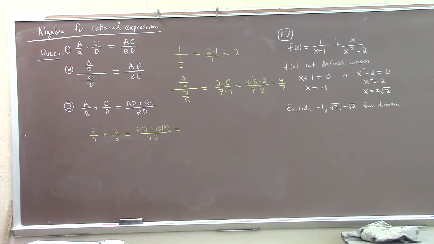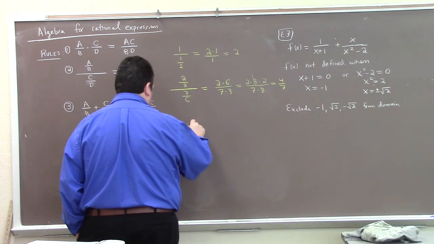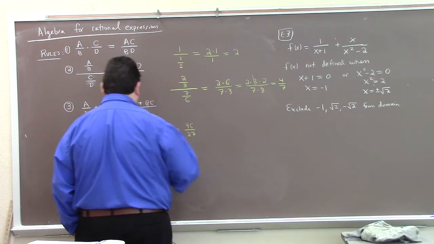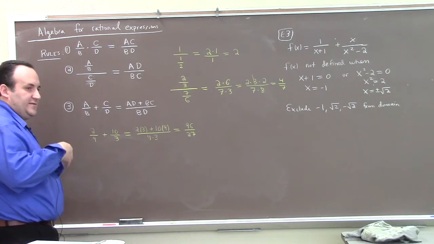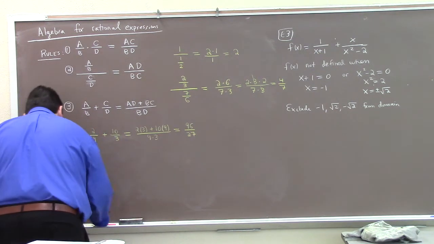And that's kind of a big number, right? That's 96 over 27, yeah? Right? Now, what's a better way to add fractions is to do what? Put it in your calculator.